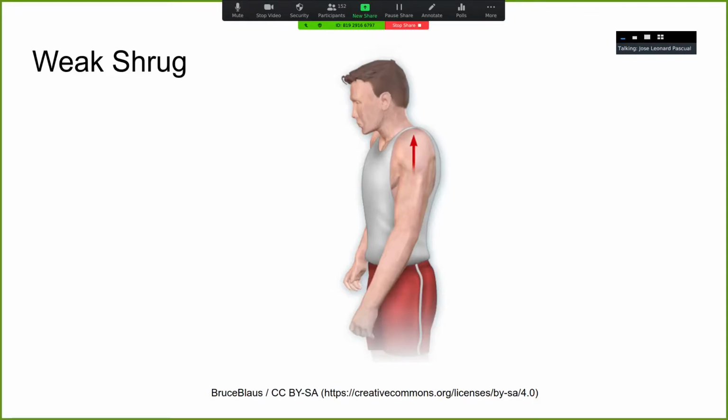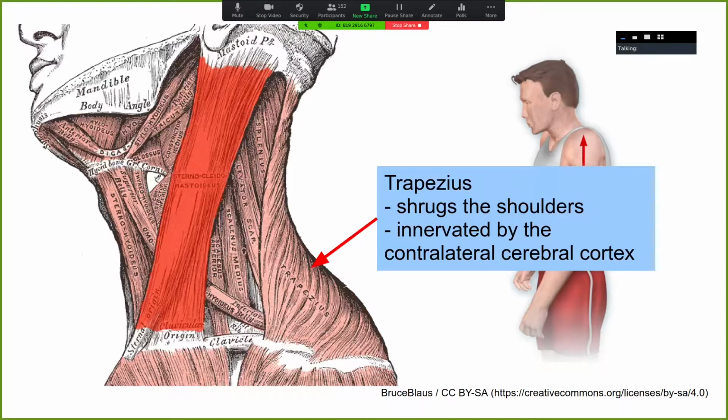Shrug, so we're almost done. When you shrug the shoulders and one shoulder fails to shrug, you're testing for the trapezius, which has corticospinal-like innervation by the corticobulbar tract. The transition from corticobulbar to corticospinal, it's contralaterally innervated, no longer bilaterally innervated, behaving like a corticospinal tract innervated muscle.